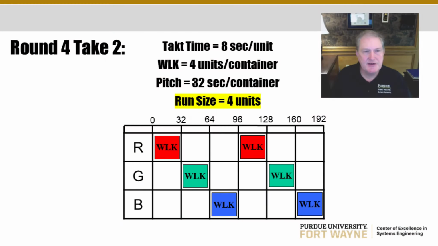This is take 2 of the simulation, where we have a run size of 4 units. We are changing over from red to green to blue, and this is facilitated by the workstation layout and the flow rack in assembly, where Sarah is able to change over with 0 time from going from one product type to another.